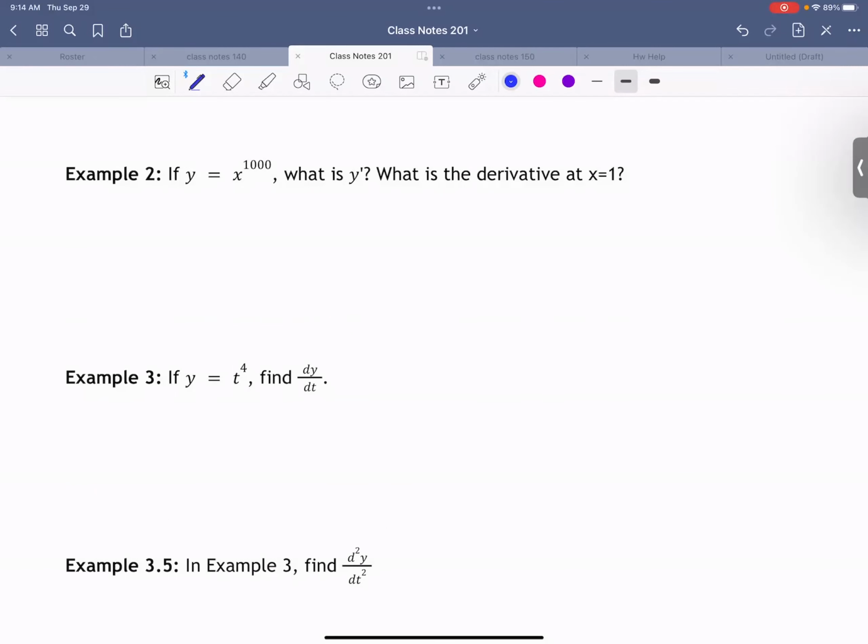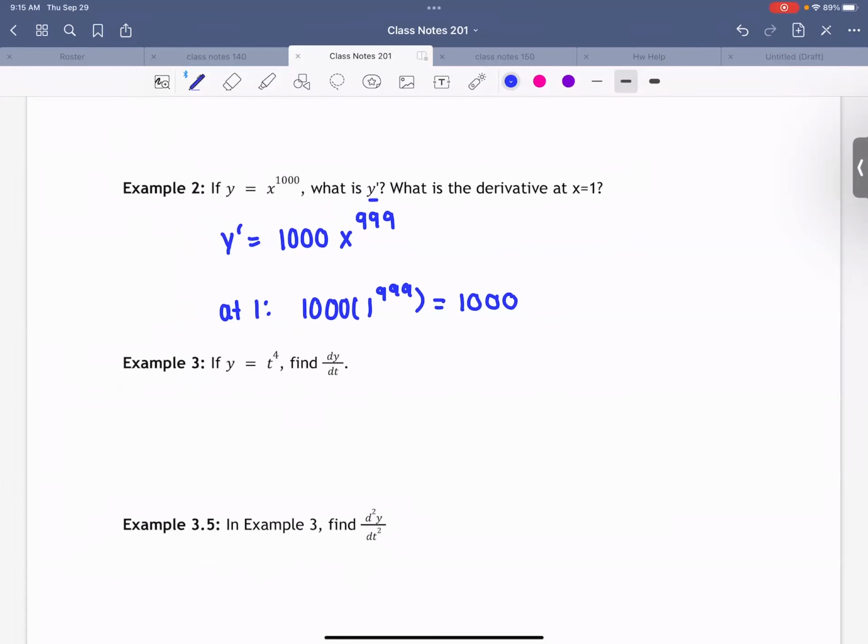I want to find y prime. Y prime is just the derivative of x to the 1000th power. Anyone want to tell me what this derivative is? Good. 1000 times x to the 1000 minus 1, x to the 999th power. What's the derivative at 1? Good. 1000 times 1 to the 999th power, and that's going to be 1000.